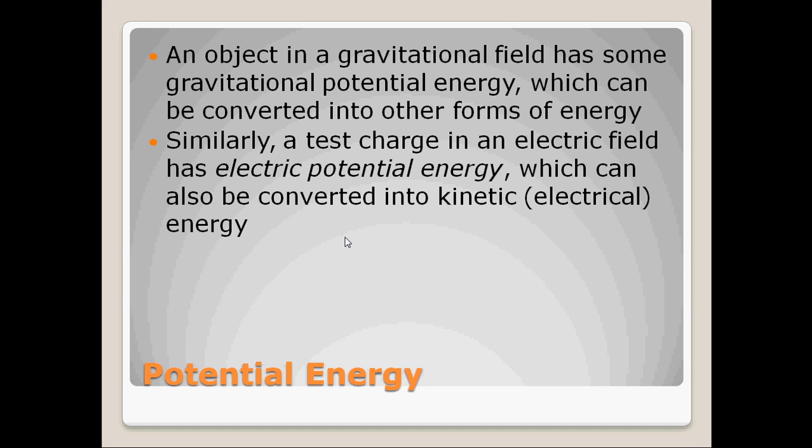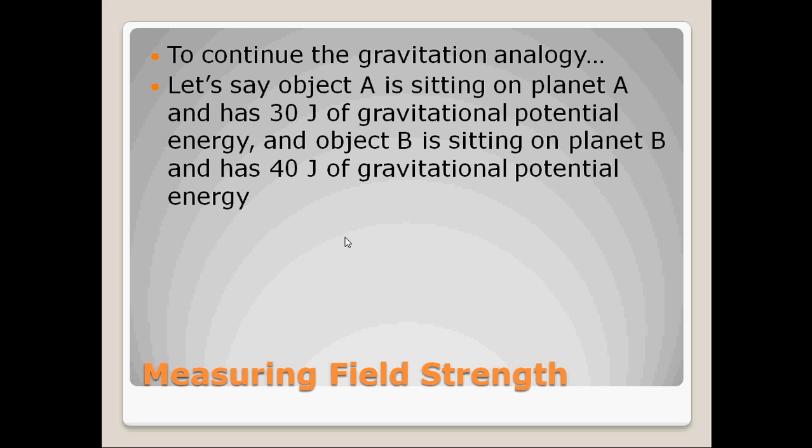Similarly, if we have a charged object located in an electric field, that means it has a certain amount of electric potential energy, which can also be converted into kinetic energy, which we in this case call electrical energy, the energy of charges moving from one location to another on the basis of that potential energy. Now, here's where potential energy starts to break down a little bit.